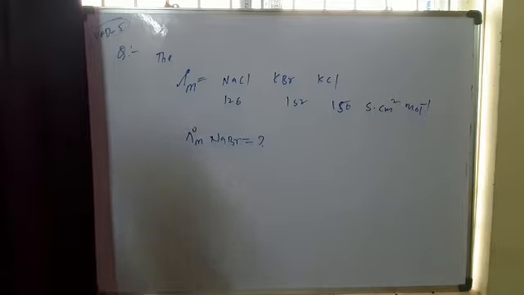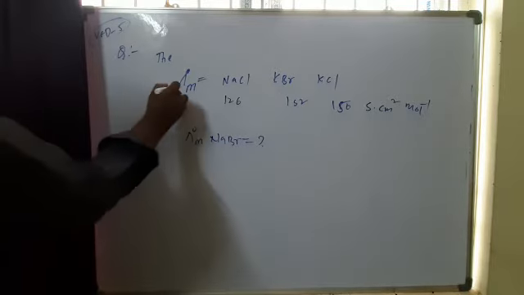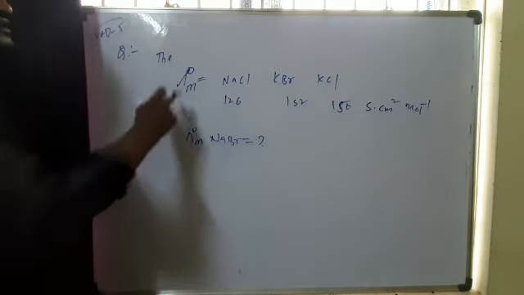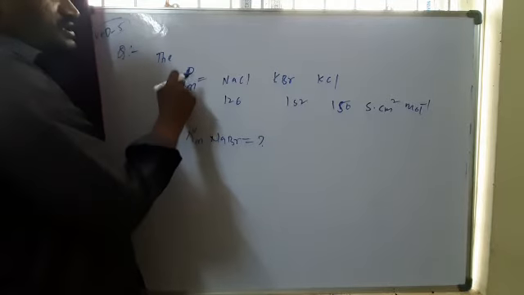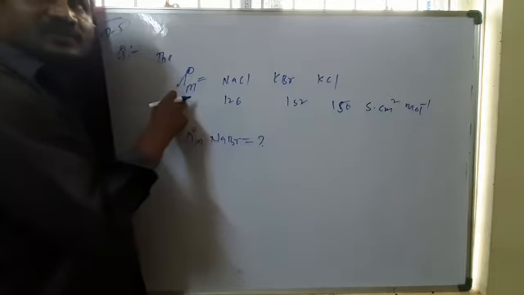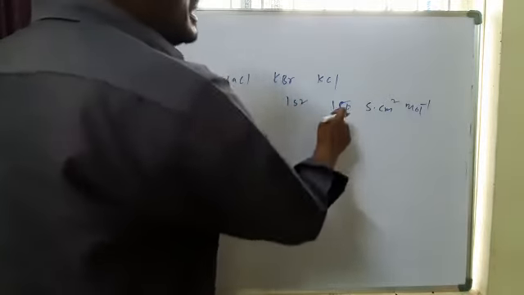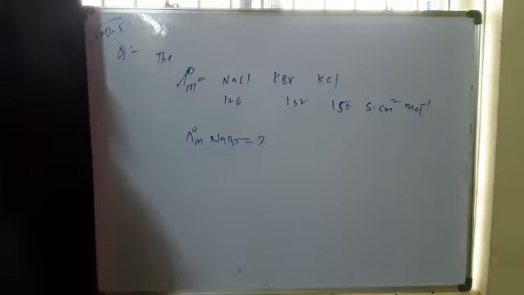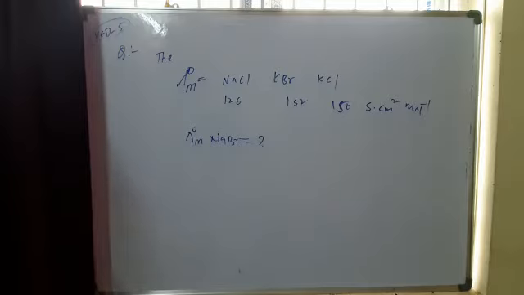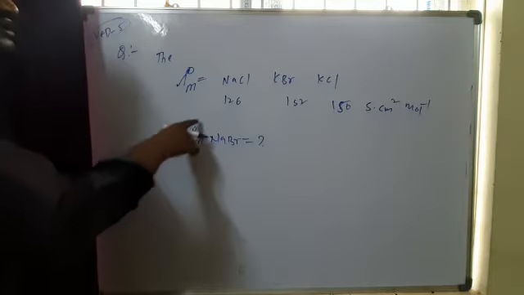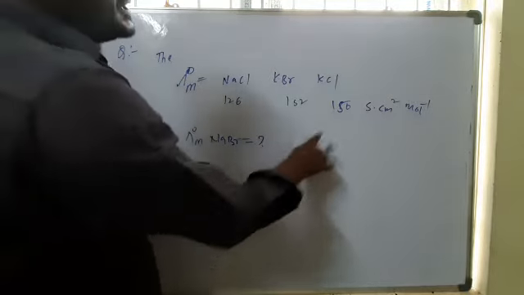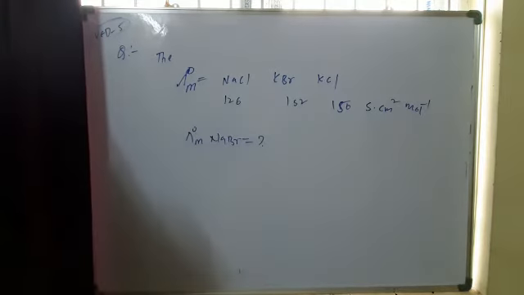So in the next question, they have given the limiting molar conductivities, that is, at infinite dilution, of NaCl, KBr, KCl in Siemens centimeter square mole inverse. The question is: the limiting molar conductivity of NaBr is? So this is from the Kohlrausch law application.